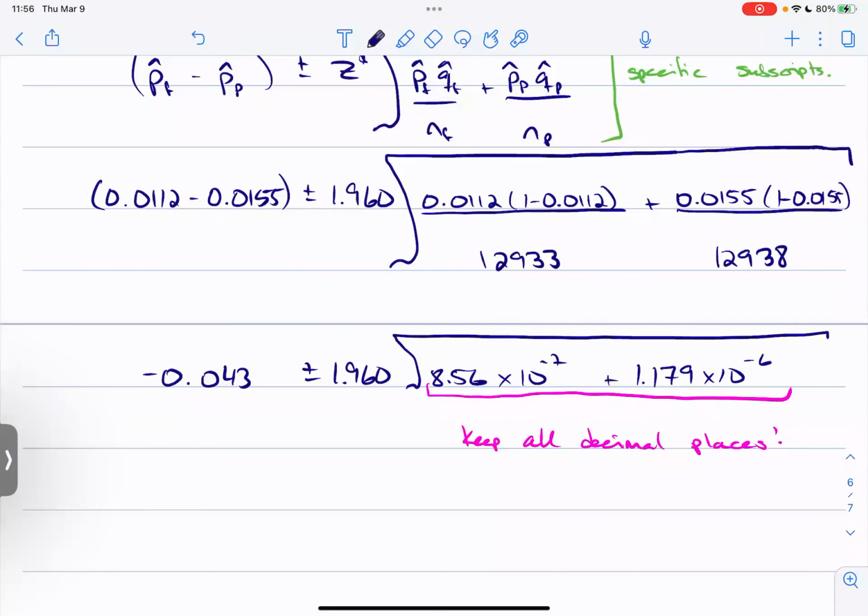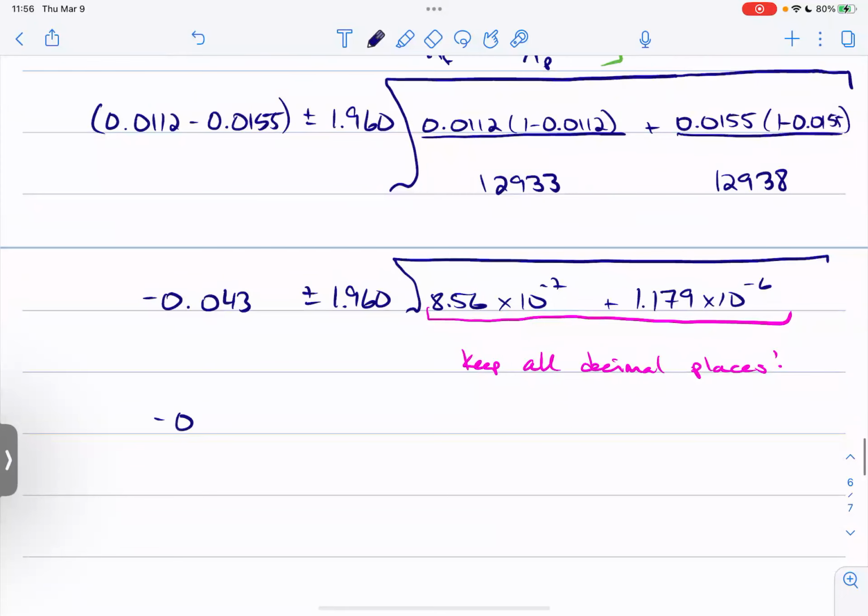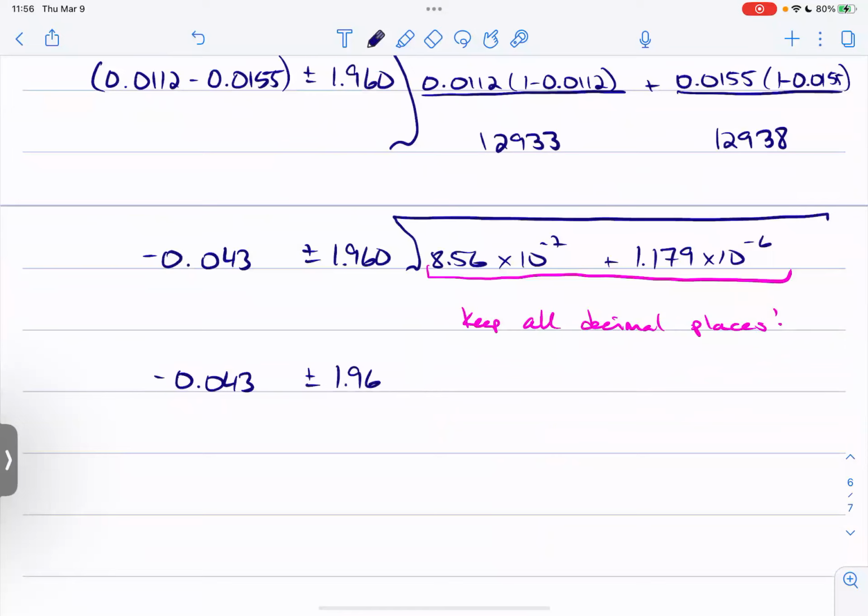So then I'm going to skip to 1.960 times 0.00142679868. This is, and maybe I'll use a different color, the standard error of p1 hat minus p2 hat.